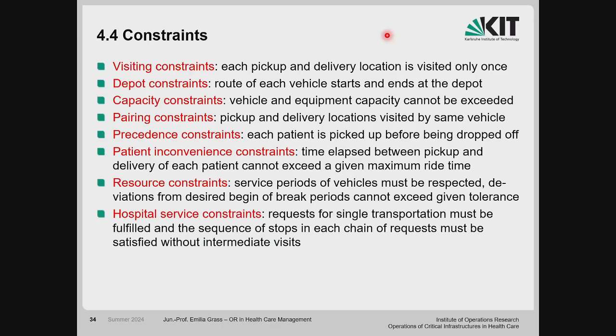And the hospital service constraint: requests for single transportation must be fulfilled, and the sequence of stops in each chain of requests must be satisfied without intermediate visits. Is that new? Or did we have it in the static version, so that we now respect the chain of requests? Is it a new constraint type for this dynamic version? Or did we have it before?